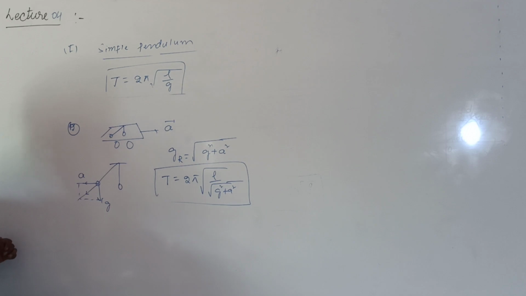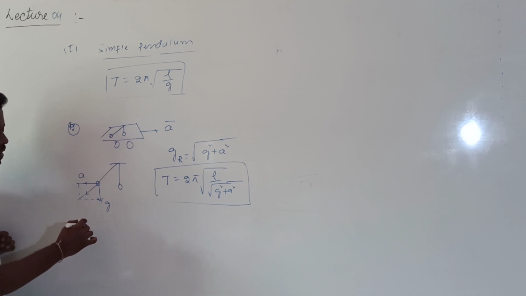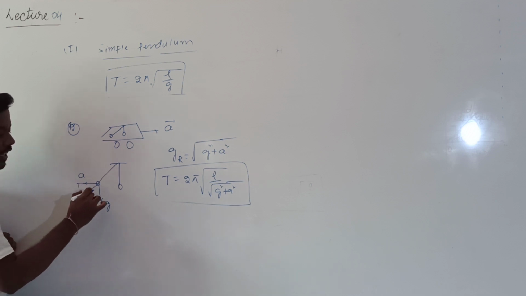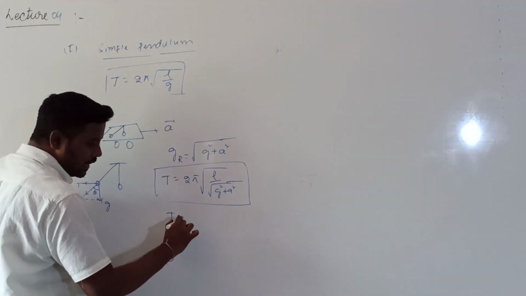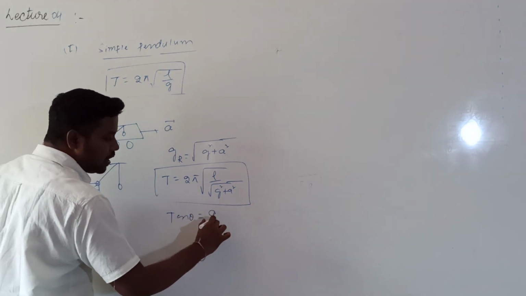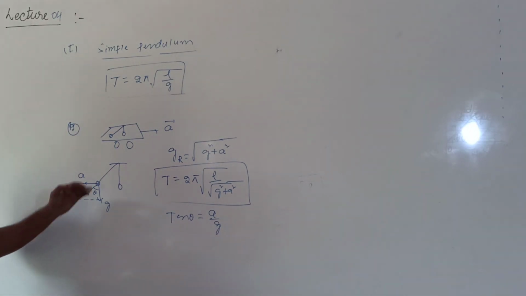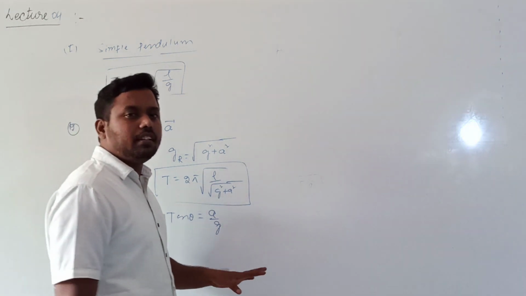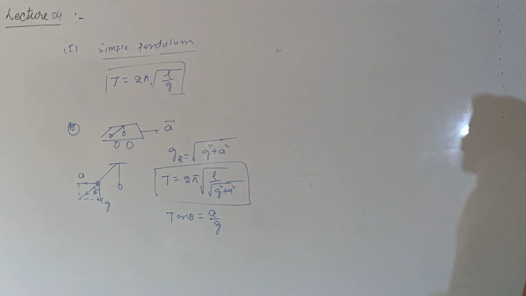If I want to calculate the direction of the resultant acceleration, say the resultant is making an angle θ with the vertical, what is the formula for tan θ? Tan θ is equal to a divided by g. So what is θ here? The angle made by the resultant with the horizontal or vertical? With the vertical. That is for the calculation of time period.